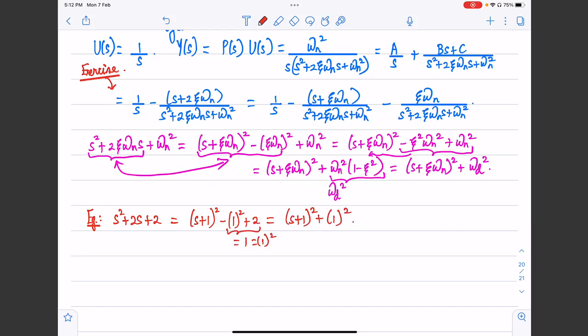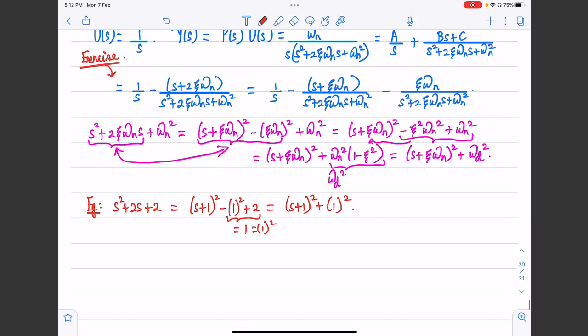So that's why I'm getting it as (s plus 1) whole square plus 1 square. Okay, so I hope this is clear, right? This exercise is what is called completion of squares, or expressing the sum of squares.